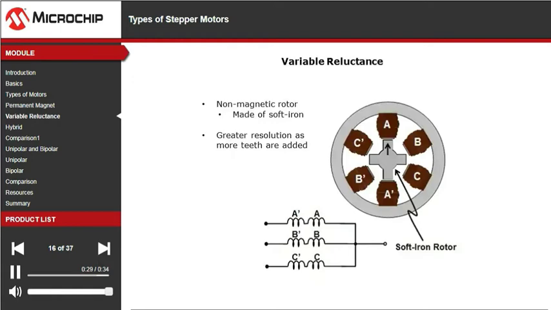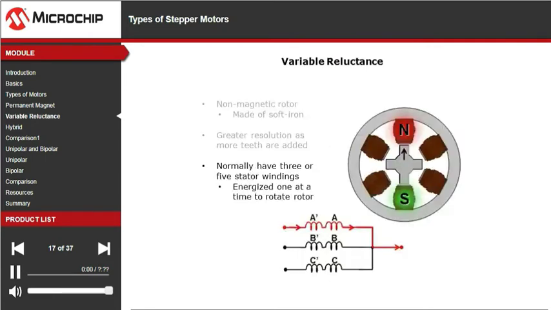To increase the resolution on this type of motor, typically more teeth are added to the geared rotor. Each winding is again energized one at a time to create a polarity on the appropriate stator poles, and the rotor rotates to minimize the reluctance of the magnetic flux path. What happens next differentiates the variable reluctance motor from most other stepping motor types.